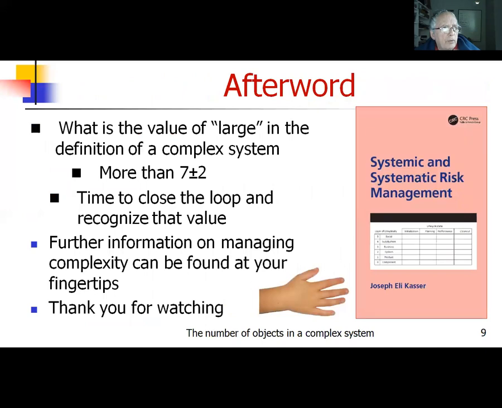So, what is the value of large in the definition of a complex system? The answer is more than 7 plus or minus 2. It's time to close the loop and recognize that value.